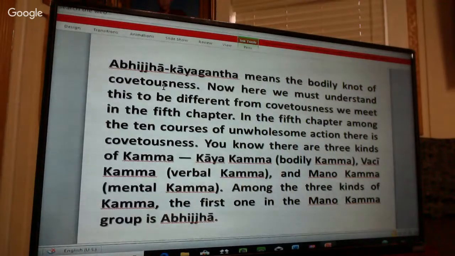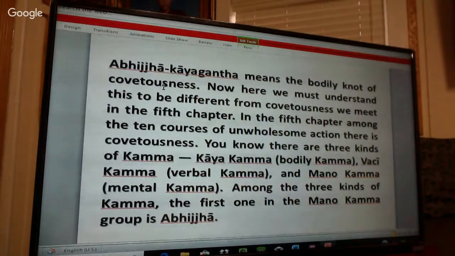Abhijjha, Byapada, Micchaditthi. Covetousness, abhijjha; anger, byapada; and wrong view, micchaditthi. These three are mental action only, Mano Kamma. So abhijjha is included in the Mano Kamma.